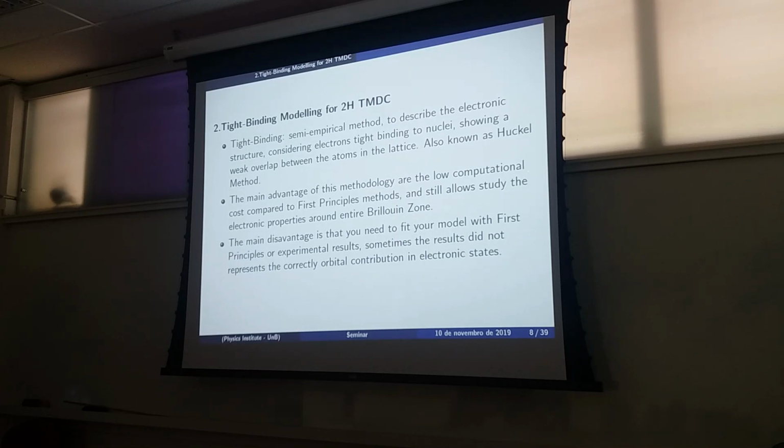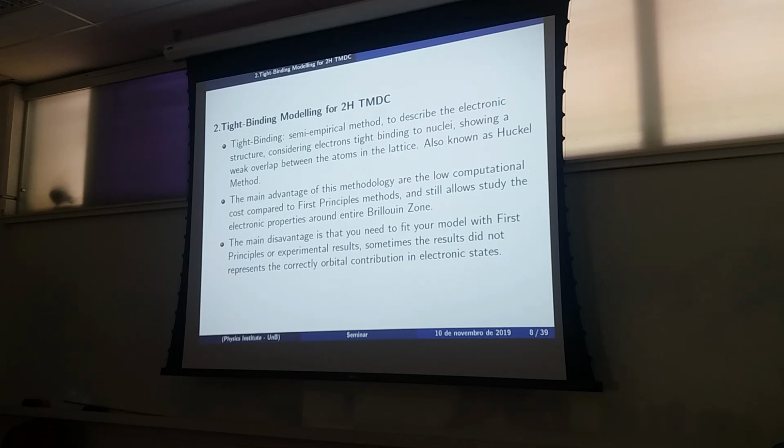So the main advantage of this methodology is you can have a good precision if you do a very good fitting of the model, and have a low computational cost if you compare to first principle methods. So basically, in DFT you use a few atoms, 100 atoms, but have a very high computational cost. You can do tight binding for 1 billion atoms using a weak computer. So that's the main idea.